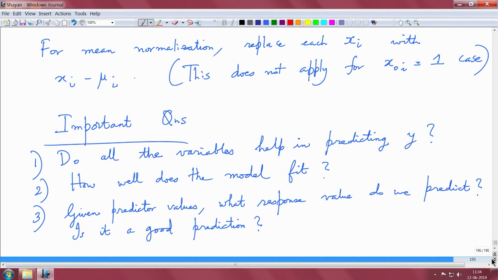For this, we need to replace each x_i with x_i minus mu_i, that is, we remove the bias out, and normally we can do the mean normalization post the feature scaling. And if you are savvy you will observe that this does not apply for the x_0^i equals 1 case, because there is no mean for that variable, it is 1. For all the others, x_1^i, x_2^i, and so on till x_p^i, we have to do the mean normalization appropriately.